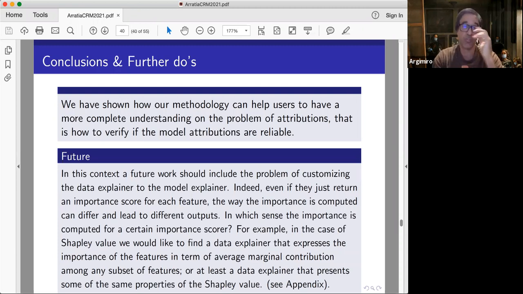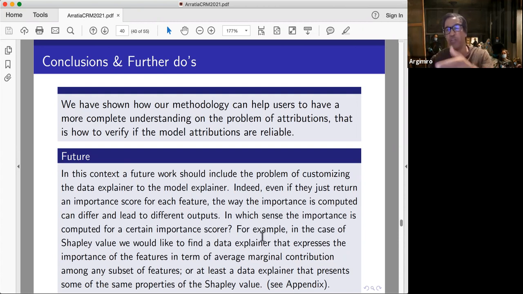And what has to be done in the future is this customization of the data explainer and the model explainer. I have used two data explainers, the Relief and this MR, and the Shapley value-based model explainer, but the Relief seems to be more connected to the model explainer, in the sense that the philosophy which underlies the construction of this explanation method should be in line in some sense, right?